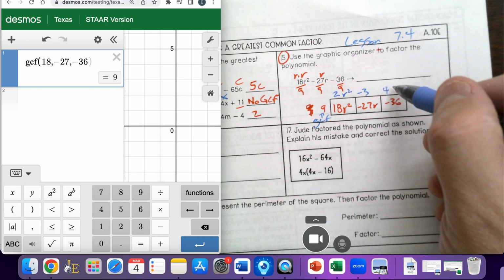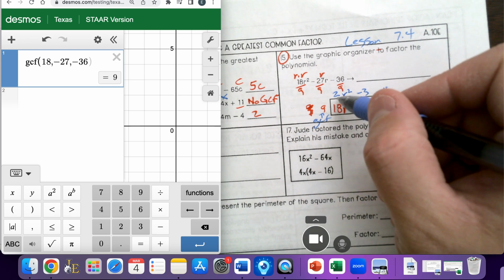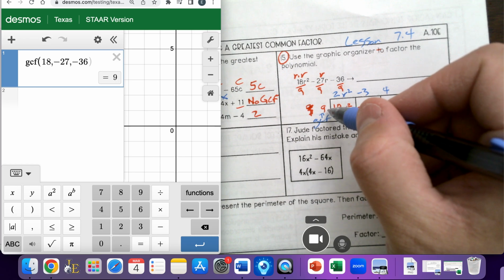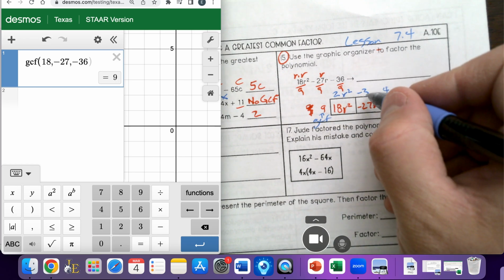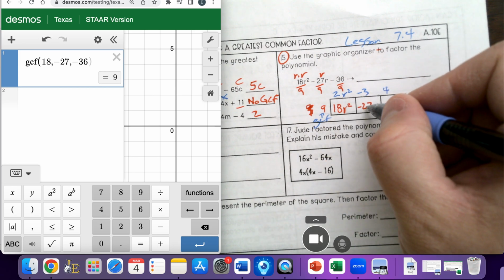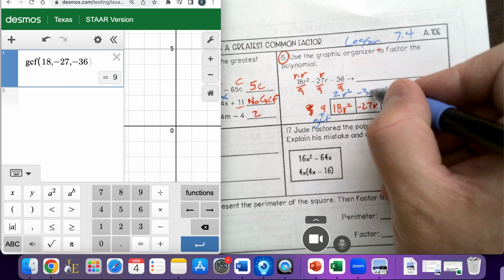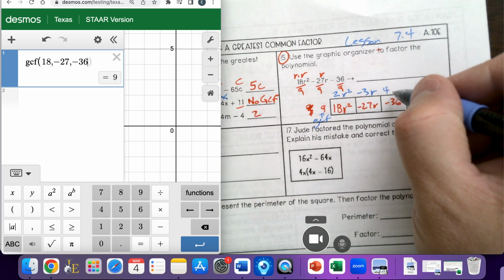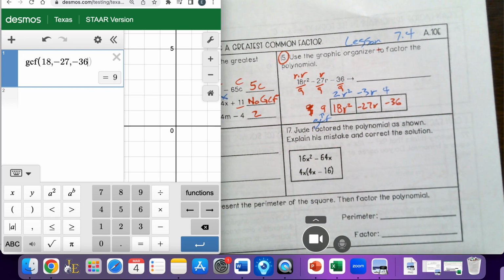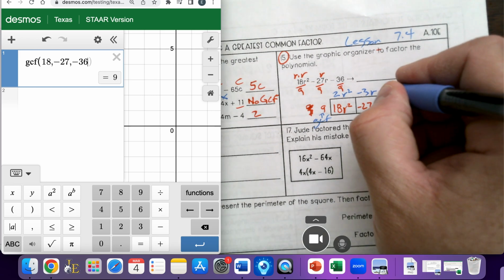So the r's should match what's in the box here for the factors on the top. Because 9 times 2 is 18, but there's no r's with a 9, the 18r squared needs to have r squared on the top. Again, 9 times negative 3 is a negative 27. There's no r with a 9, so we need to have a negative 3r on the top. And then 9 times 4, that should actually be a negative 4. That's why we check our answers. And that will multiply to a negative 36.